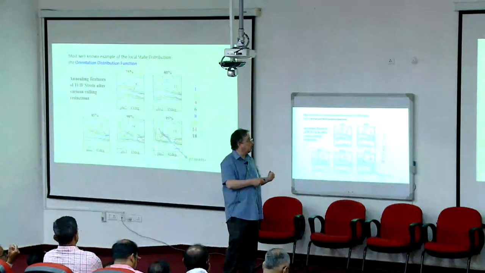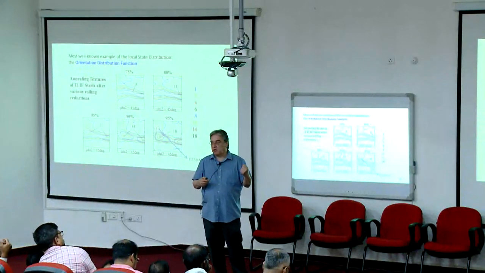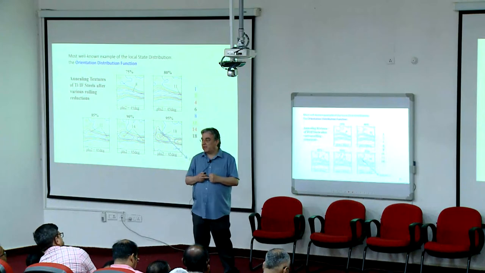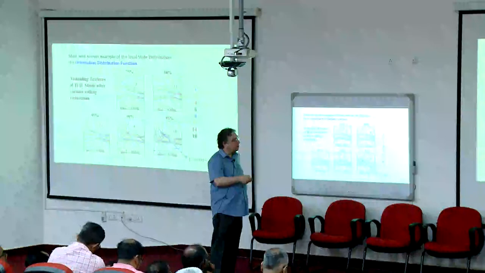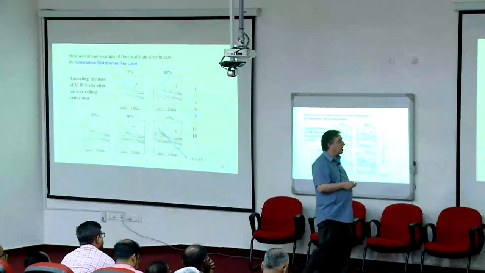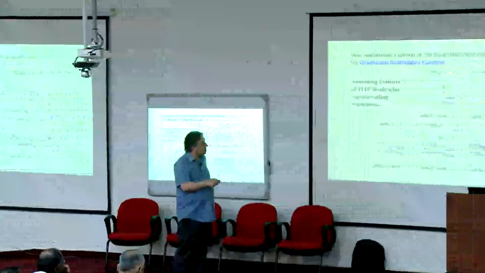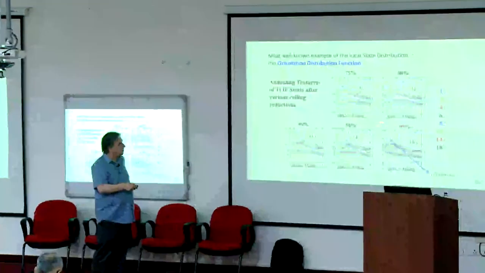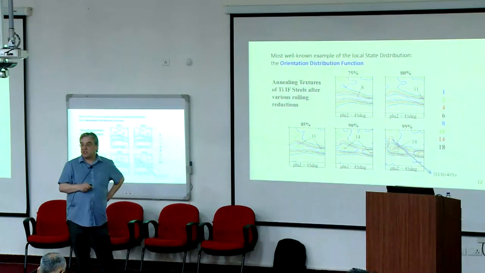And here, for example, these are annealing textures of a simple titanium IF steel. This is much simpler than the dual phase steel. This is a single phase ferrite material, and you can see this is the typical texture that you observe after rolling 75% of steel and annealing. This is what we call gamma fiber texture. But if you change the rolling reduction from 75 to 80, 85, 90, 95%, you can see that these textures change, these distribution functions, because that's what they actually are.